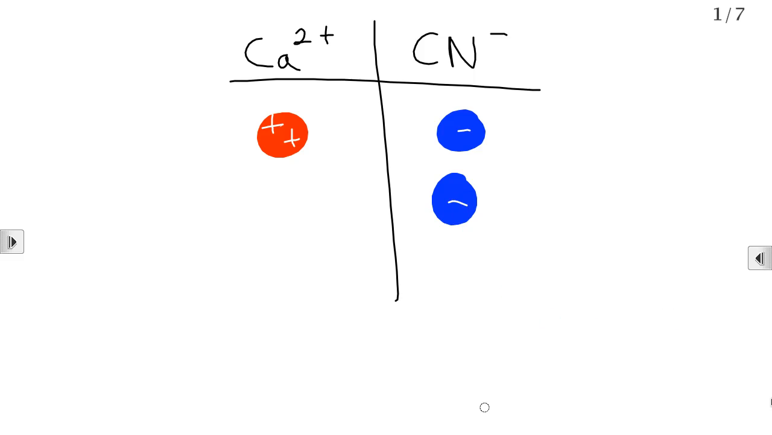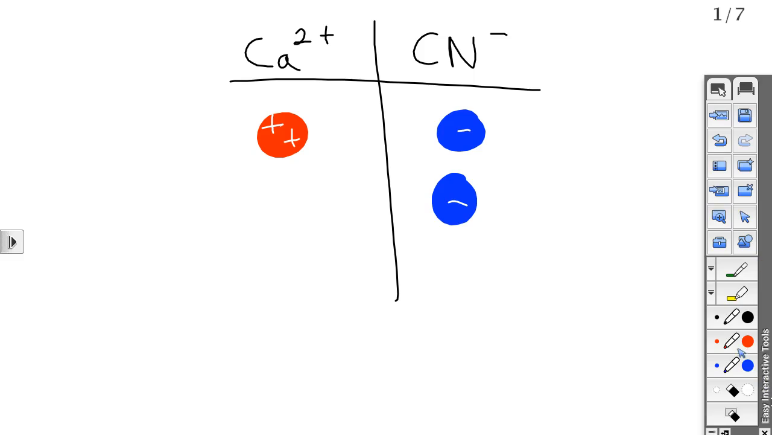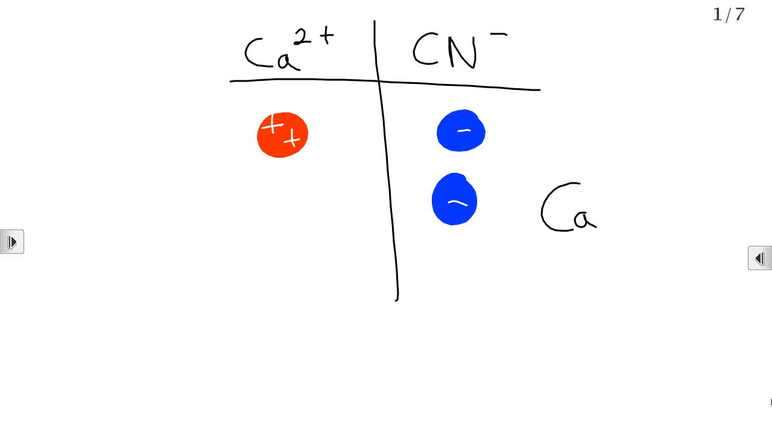All right, so how about this? Is this neutral? Yes. Okay, so I'm going to write calcium and then cyanide, and now I'm going to write a 2.